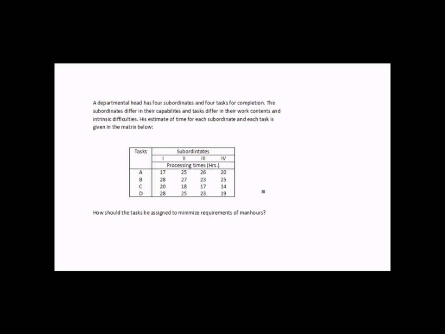So let's first understand what the problem here is. Consider that you are a departmental head. You have 4 subordinates, which are listed here: 1, 2, 3 and 4. Each subordinate differs in their capability. One subordinate is very quick at doing some things, the other subordinate is quick at doing some different things. Now suppose you have 4 tasks, that is A, B, C and D. Each task is different in their content, and one task may be more difficult than the other task.